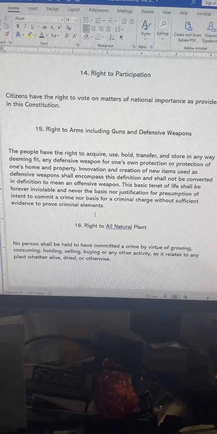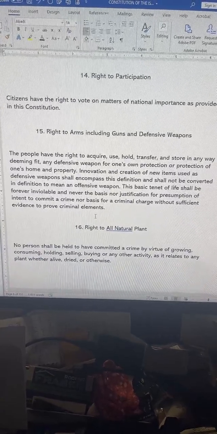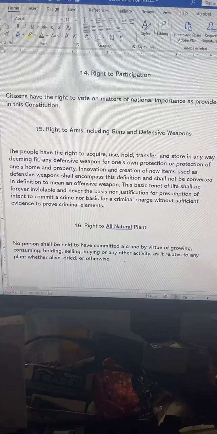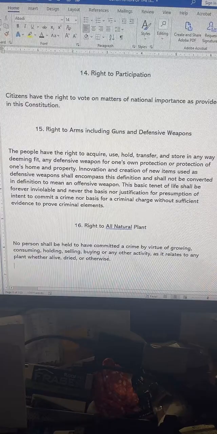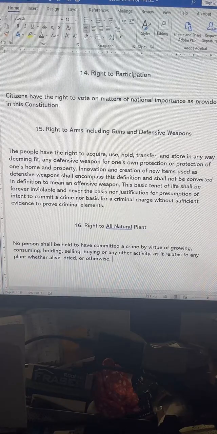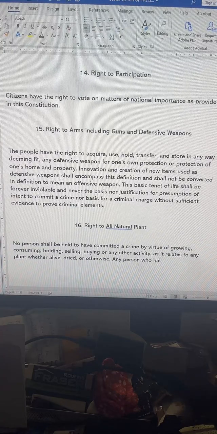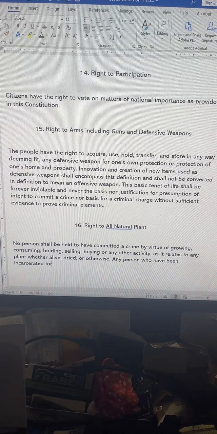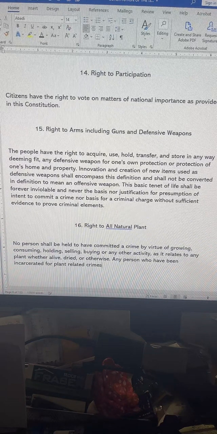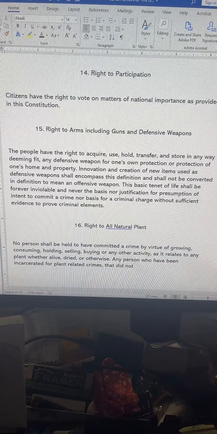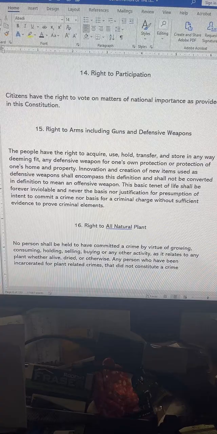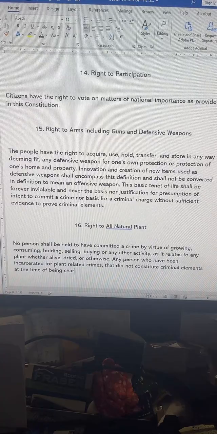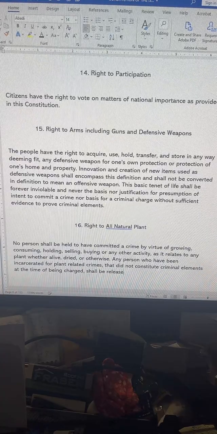And all persons that got locked up should be released, because the government regulated it and is now selling it. Right. Now, any person who has been incarcerated for plant-related crimes that did not constitute criminal elements at the time of being charged shall be released immediately.